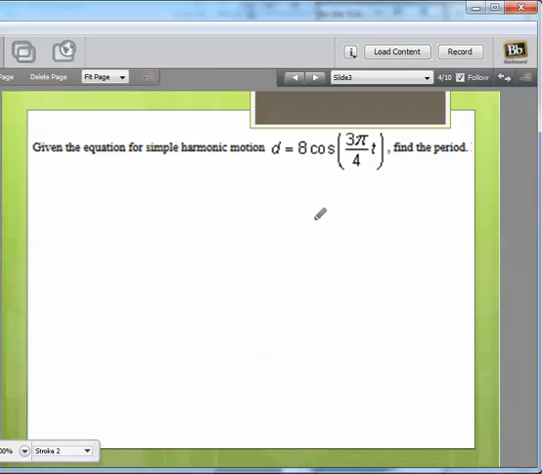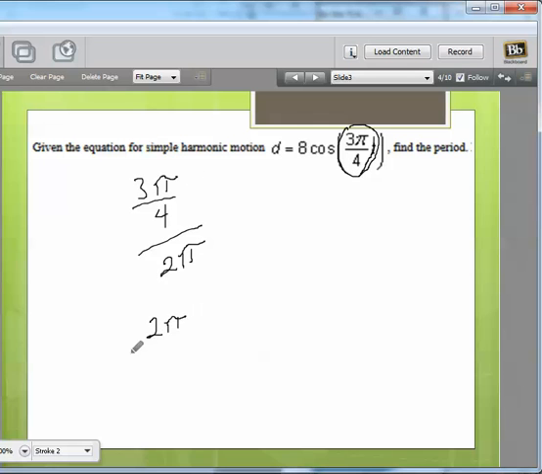So here we are, we're looking at this problem here. It says to find the period. Well, we know that the period is represented in this area right here, right? So what we have to do is we take the 3 pi over 4, and we say the normal period is 2 pi. Since this is the frequency that we've just written down here, we have to invert it. That's 2 pi divided by 3 pi over 4.